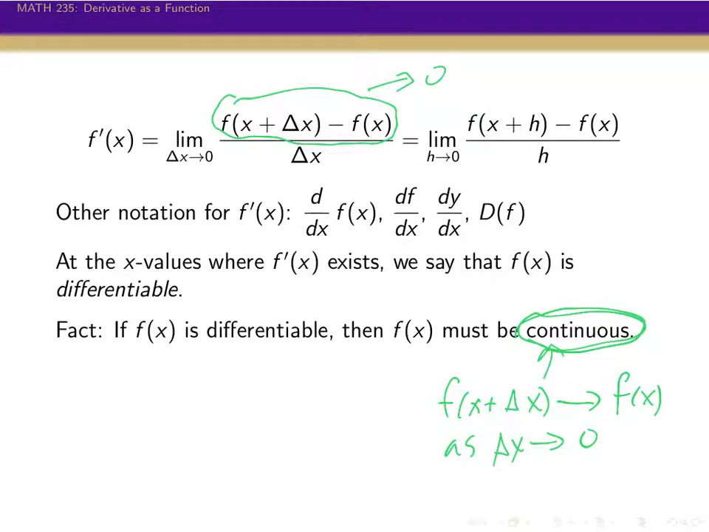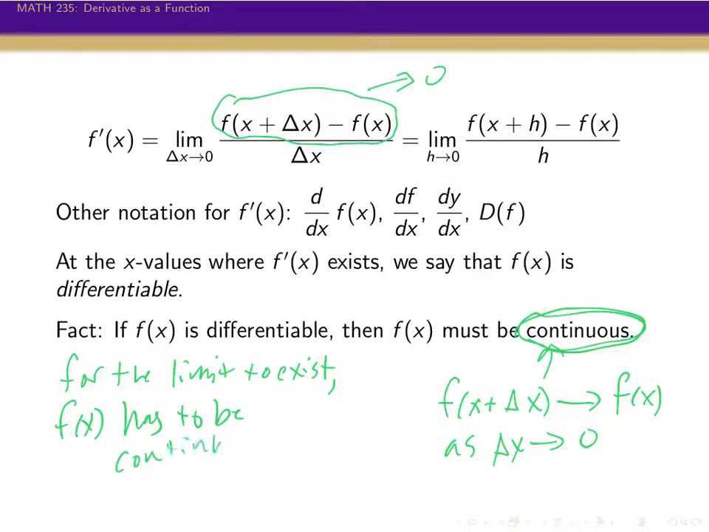So the key thing is, for the limit above to exist, f of x has to be continuous, because we need f of x plus delta x to be going to f of x, so that f of x plus delta x minus f of x goes to 0 as delta x goes to 0, to cancel off that 0 in the denominator.